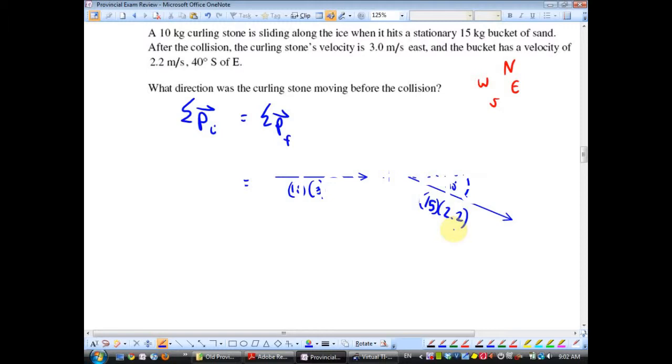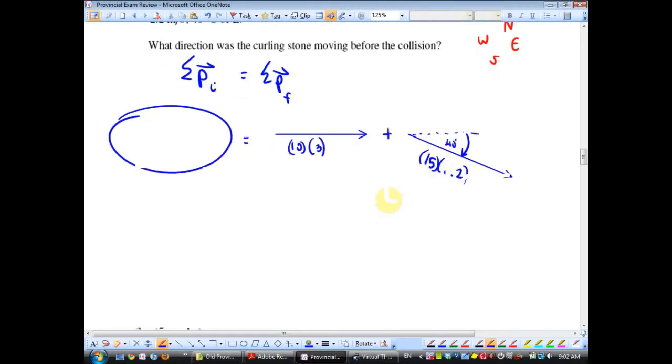And this question wants to know the direction that the curling stone was moving before the collision. That's going to be this here. I don't know it. Wait a minute. How do I add two vectors together? If I draw these tip to tail, I should be able to find the direction of the resultant by doing some trig. Okay. So we're going to have this. 30 plus, can someone go 15 times 2.2 for me? 33, I think, but don't quote me on that. Is it almost an isosceles triangle?